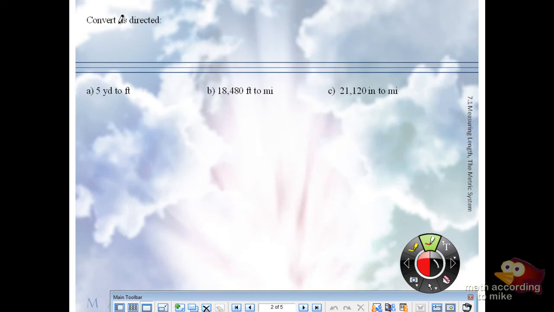Converts as directed. 5 yards to feet. Now, some of these you might be able to do in your head, like part A. I would appreciate humoring me and writing down the unit fraction that you're multiplying by, because it shouldn't be too bad.